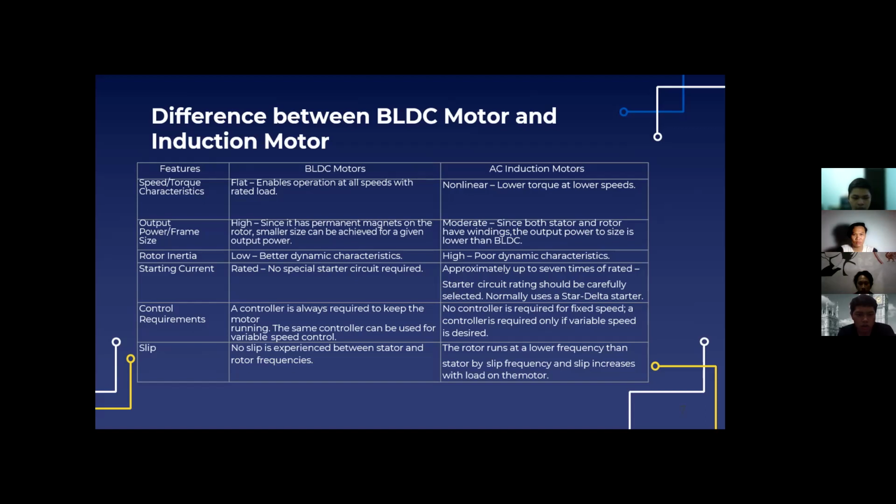Slip on the PLDC motor: no slip is experienced between stator and rotor frequencies. But on the AC induction motor, the rotor runs at a lower frequency than the stator by the slip frequency, and slip increases with load on the motor.